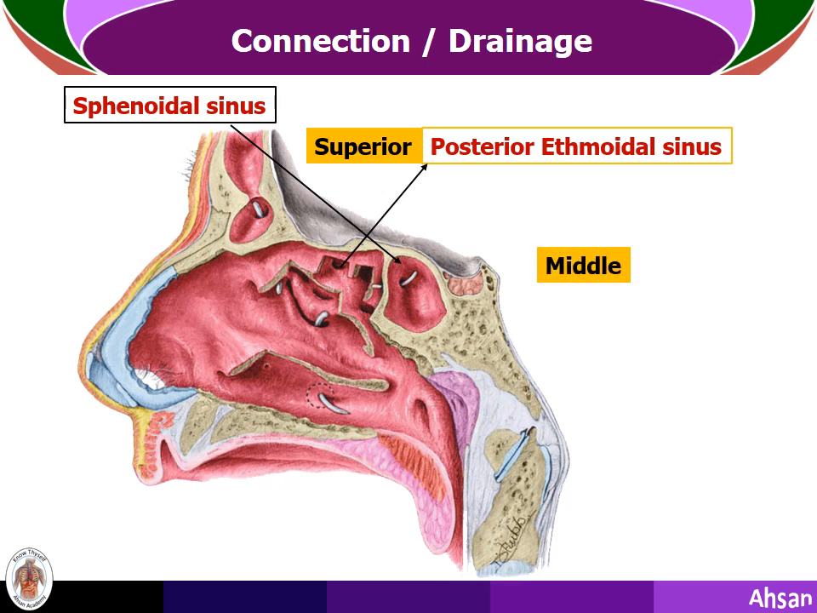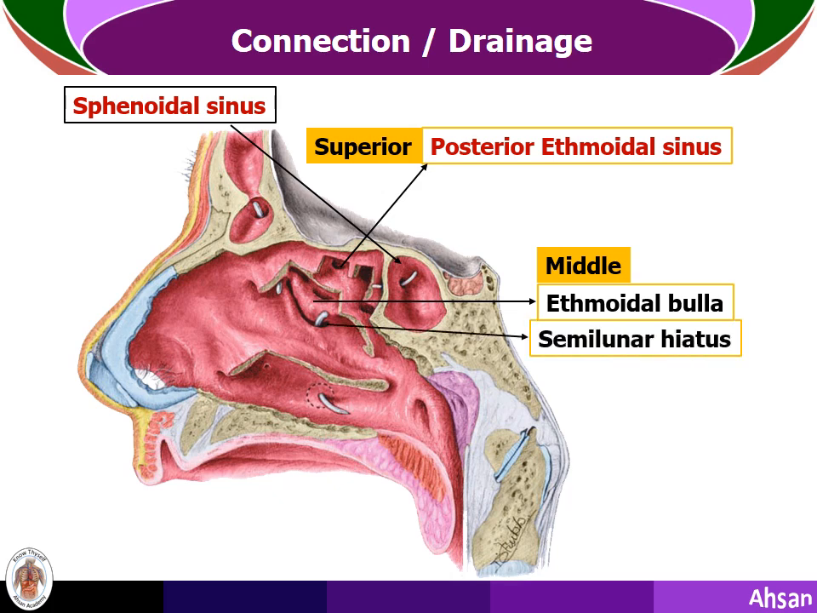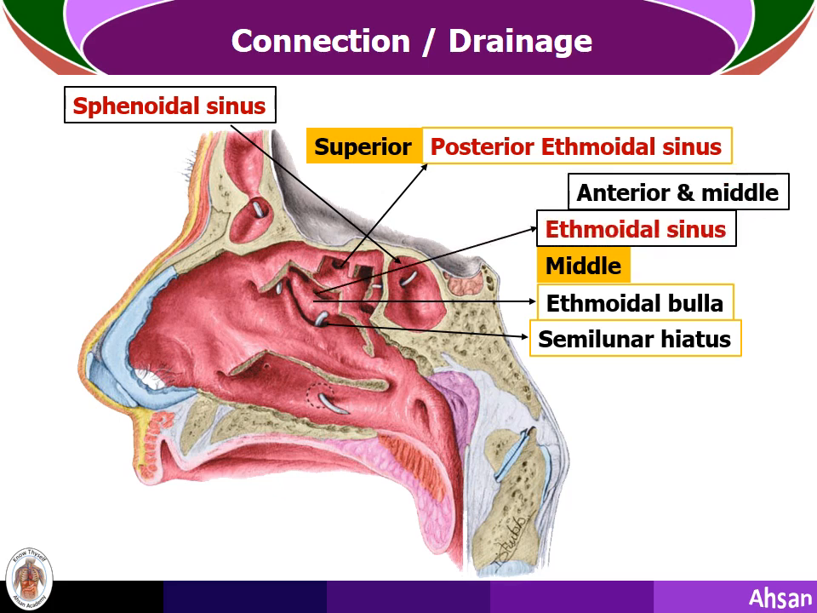The middle meatus is below the middle concha, and this space has an elevated area. This is the bulla ethmoidalis, and a groove semilunar in shape. This is the semilunar hiatus. Over the bulla ethmoidalis, the ethmoidal air sinus, the anterior and middle groups, open here.